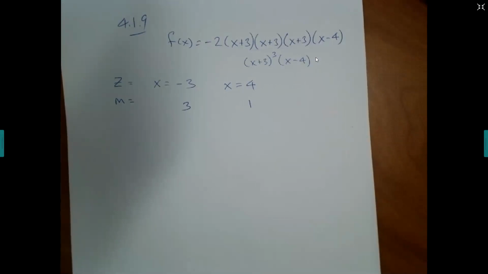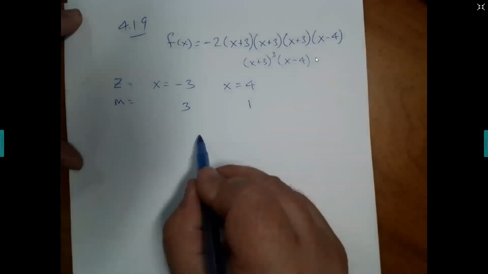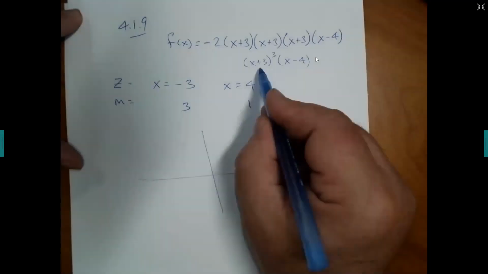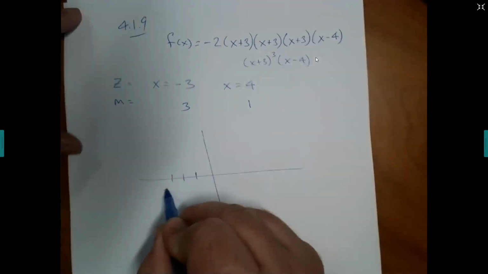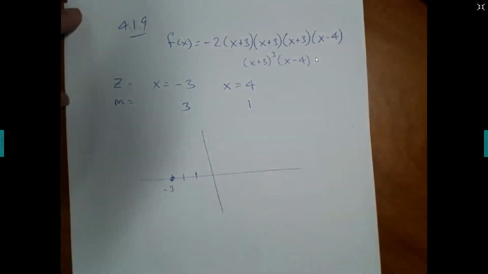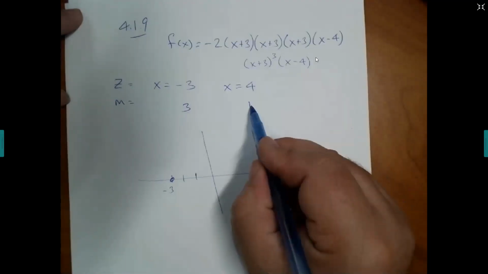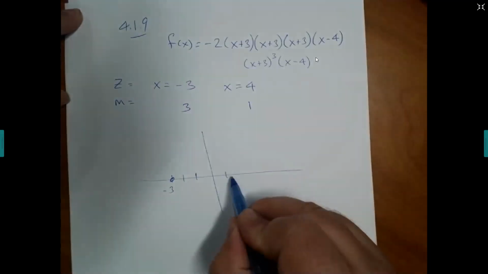So it'll cross the x-axis 3 times, and then it'll just touch the x-axis. We know it's going to cross at -3. You know it's going to cross there. We also know since the multiplicity is 1, it's going to cross at 4.